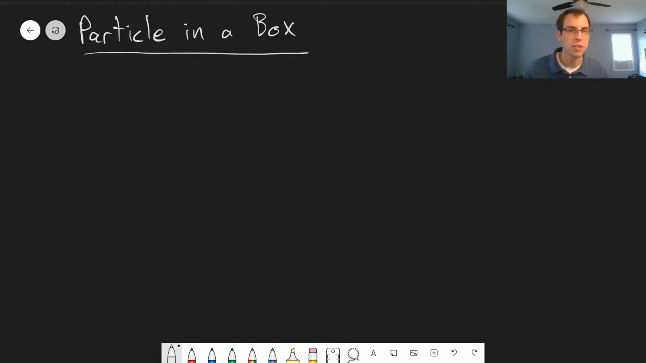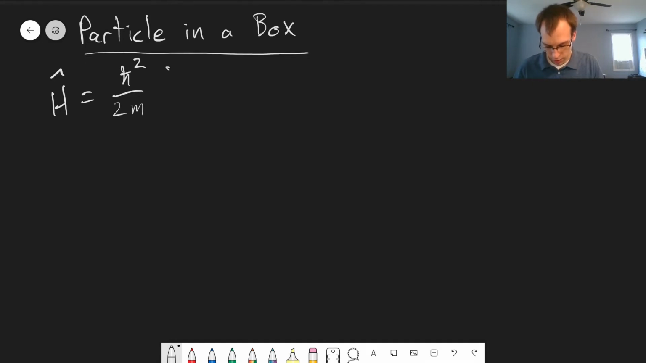So now that we've introduced the Schrödinger equation, we're going to introduce our first model system that we're going to look at. If we go back to the Hamiltonian operator, that's at the heart of our Schrödinger equation, it has this first term that represents kinetic energy that we just looked at, the second derivative, negative h bar squared over 2m, and then there's the potential energy.